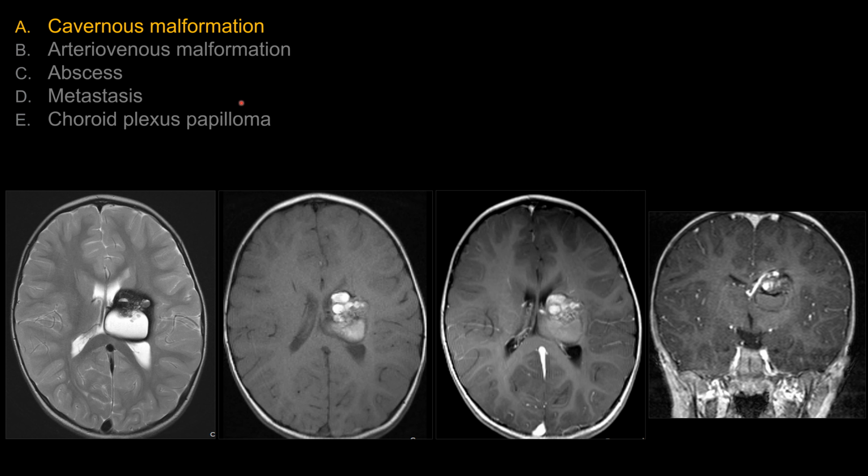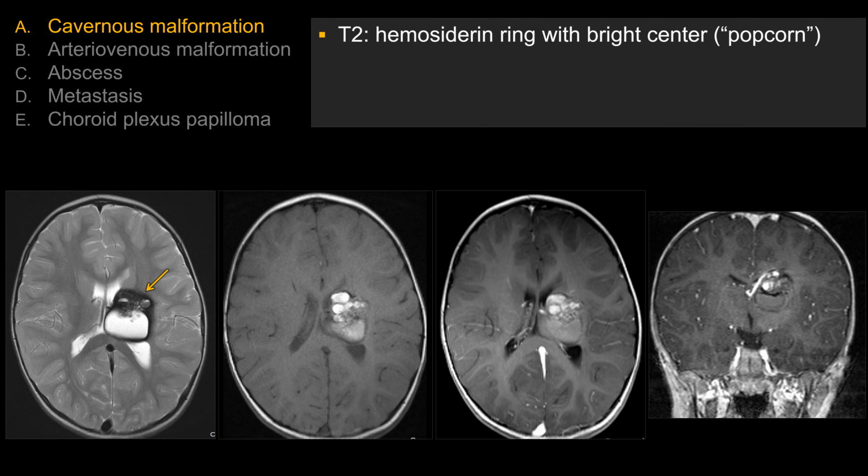So the correct answer should be cavernous malformation, choice A. Let's look at some of the key features that make choice A the best answer for this case. On T2-weighted image, you see this lobular lesion with a classic appearance of a bright T2 center and complete hypointense hemosiderin rim, the so-called popcorn appearance lesion. To me, this looked more like a chocolate-coated popcorn in that the periphery is dark and you have a bright T2 center. So the buzzword here is a popcorn lesion.